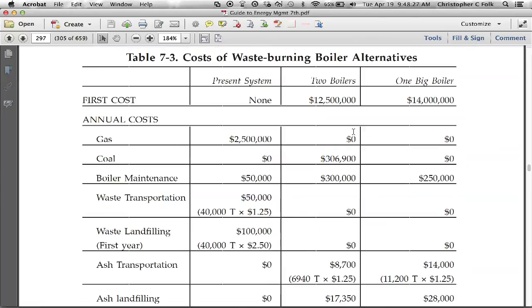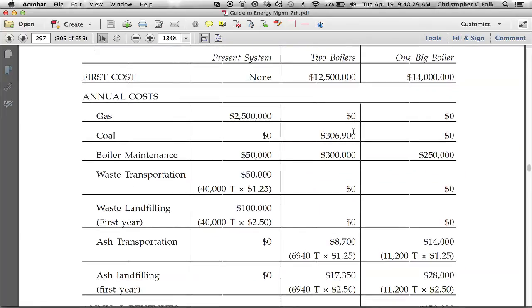All right, so let's just look at the table. We can see pretty much everything right here. So the present system, you can see that we've got the gas cost, $2.5 million a year. If we go this new route where we use 2 boilers, we'll stop using gas altogether. But you'll notice in the 2 boiler scenario, one of the boilers runs on coal and the other one runs on waste. So we're going to have to do maintenance on both of them.